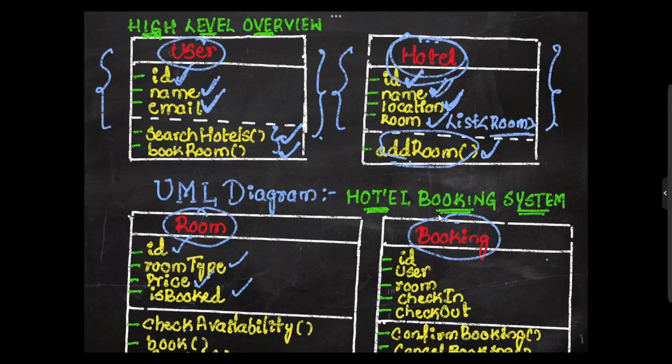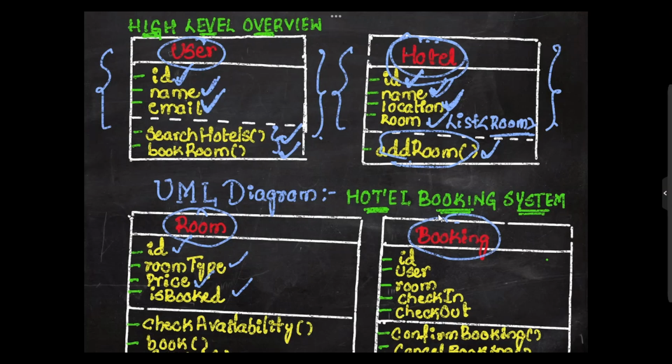So id, the hotel's particular id. Room type: there will be different room types, so we should be able to provide the room types as well, and the price of the room. And is booked, whether it is already booked or not, we should show that as well. We shouldn't allow the same room to be booked on the same date, so we should keep that in mind.